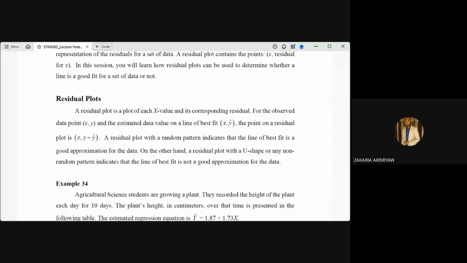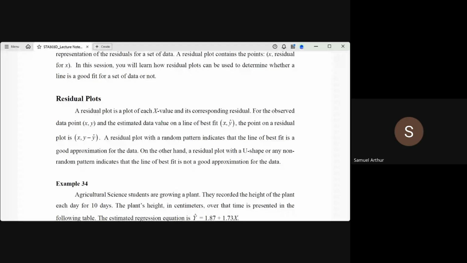So the data is what is given. So we have day 1 to day 10. Then they have the corresponding plant height in centimeters. What are we trying to do with this particular data? We want to create a scatter plot for the data. Then secondly, we draw a line of best fit for the data. And thirdly, we find the residual for each data point. So these are the tasks we need to perform in this particular example.